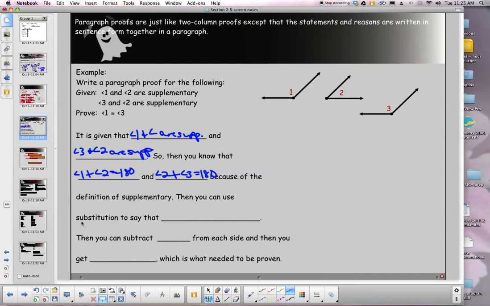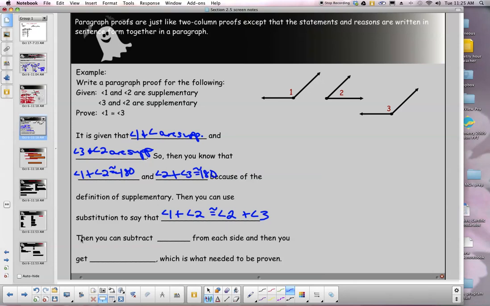Then you can use substitution. Since they're both equal to 180, they have to be equal to each other. So we would say that angle 1 plus angle 2 has to be equal, and we should probably be using congruent here because we're talking about the actual angles, to angle 2 plus angle 3. We would say that those are congruent.